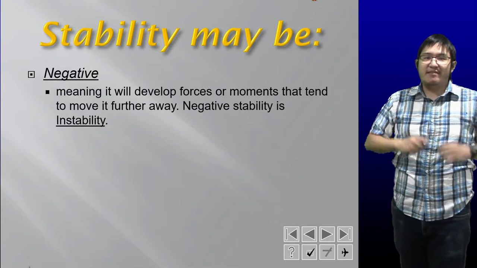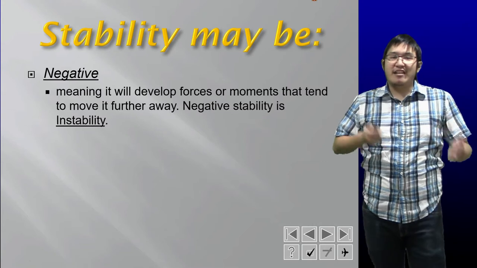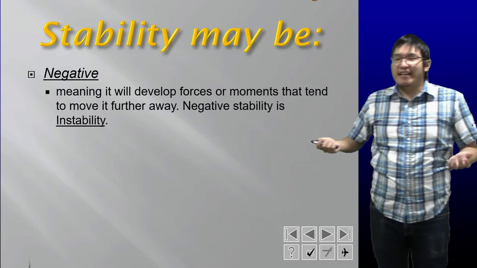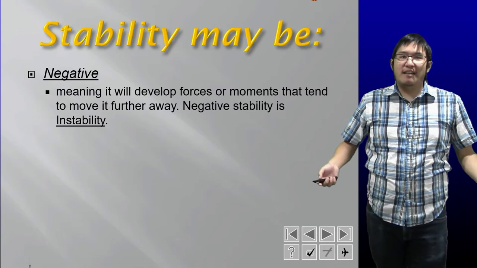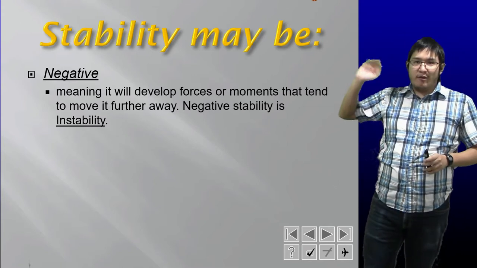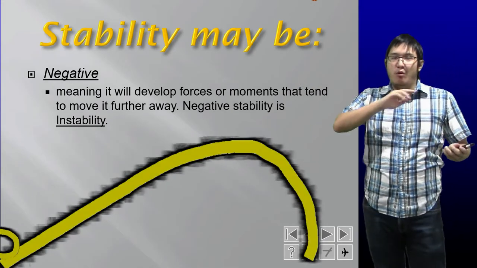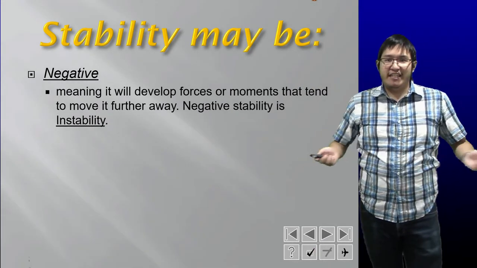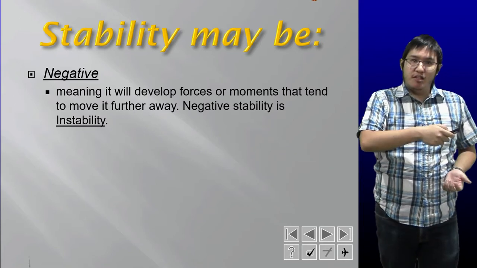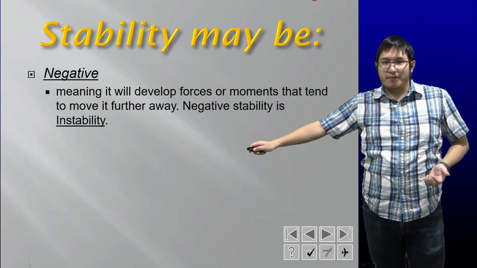Finally, we have negative stability. In this case, the forces actually tend to make the aircraft move further away or aggravate the movement. This is also known as instability. Think of a ball on top of a hill. Let's say you push the ball down, then the ball will just keep going down the hill until the end of the hill. It will not return to its original position, nor stay somewhere in the middle of the hill. It will just keep going.